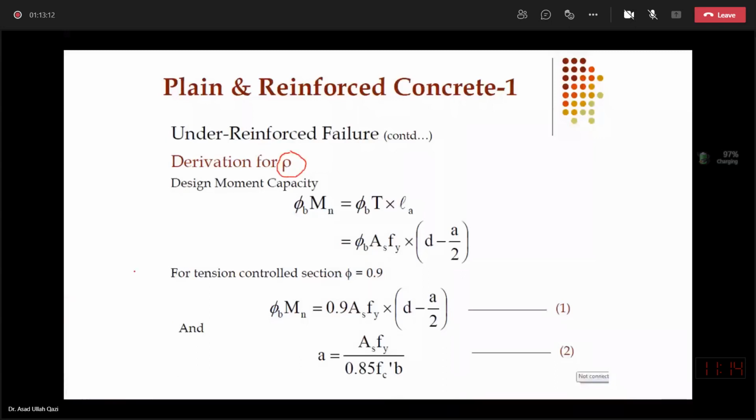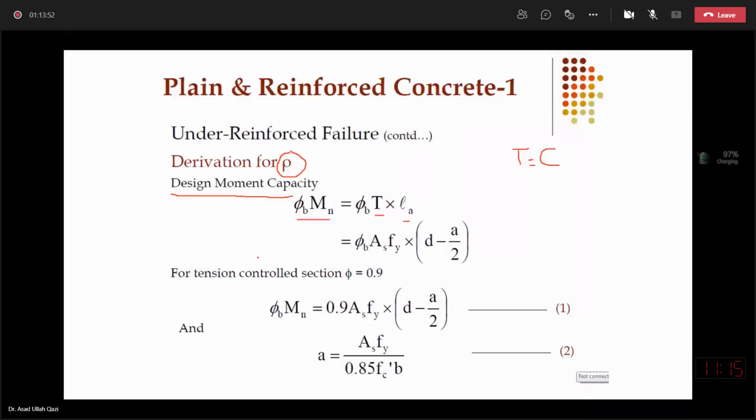And design moment capacity, you will agree that we have two equations since T is equal to Cc. So either we can use T into lever arm or C into lever arm. Our ultimate moment resistance, phi multiplied with the nominal capacity, will remain the same. So phi into T into lever arm or phi into C into lever arm, the answer will be same.